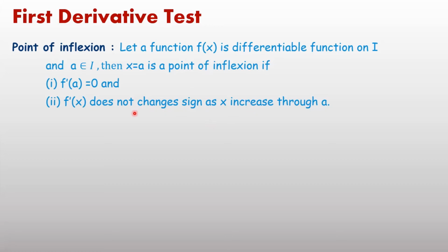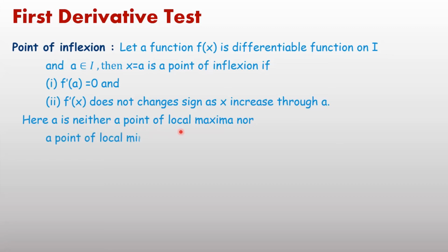Same pattern here. If f dash x does not change sign as x increases through a, it will not change from positive to negative or negative to positive. Then that point is known as a point of inflection, means the point at which f dash x does not change its sign. Here a is neither a point of local maxima nor a point of local minimum. At this point you will not get a maximum value or minimum value.